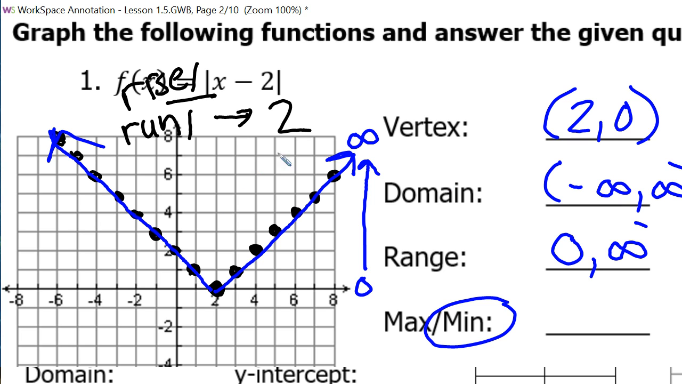Then they ask us for the x-intercept. So where does this v touch the x-axis? At 2. So x equals 2. The y-intercept. Where does the v touch the y-axis? At 2. So y equals 2.